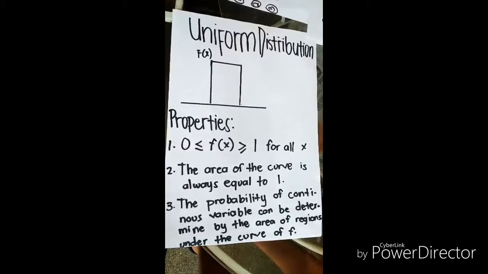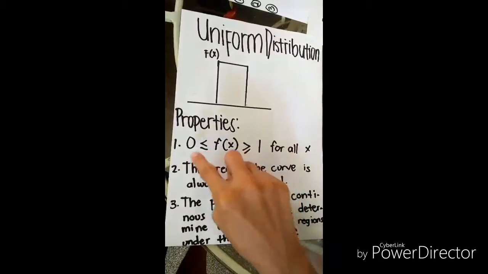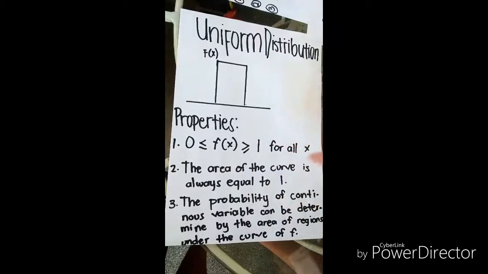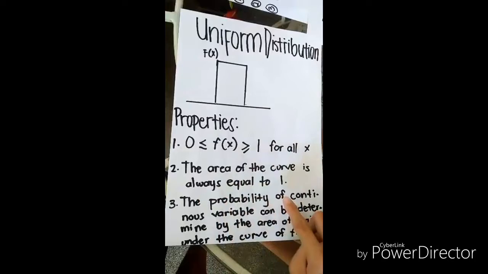Uniform distribution. A uniform distribution, sometimes also known as a rectangular distribution, is a distribution that has constant probability. Its histogram is always a curve in the Cartesian plane with the following properties. Property number 1: f of x is greater than or equal to 0 and less than or equal to 1 for all x. Property number 2: the area of the curve is always equal to 1.